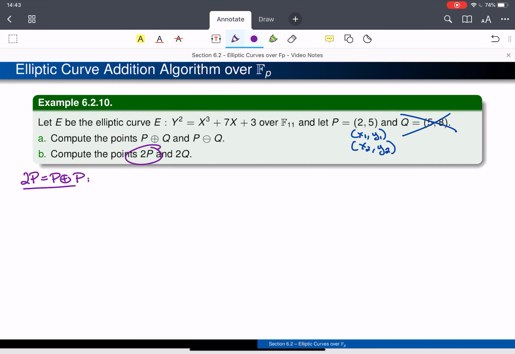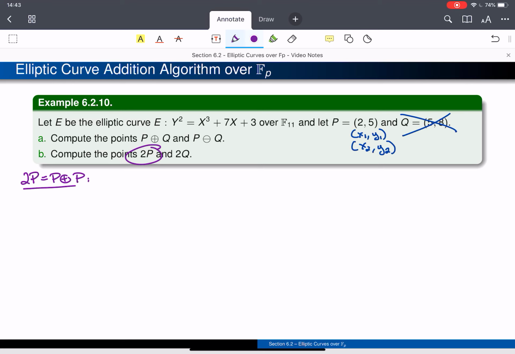All right, so as promised, let's go ahead and take that exact same example and try to compute 2p, which is really just the sum of p with itself. The overall process is pretty easy to do. The only thing that changes is that my formula for lambda is a little bit different. But other than that, it's a pretty easy process to look at.